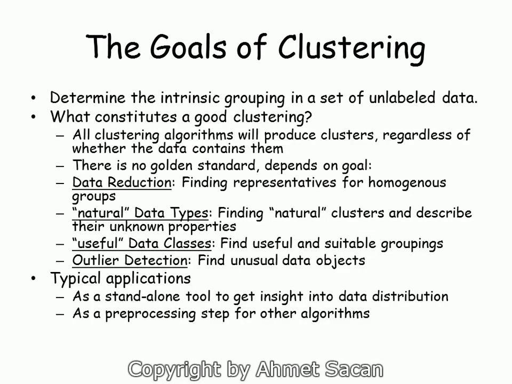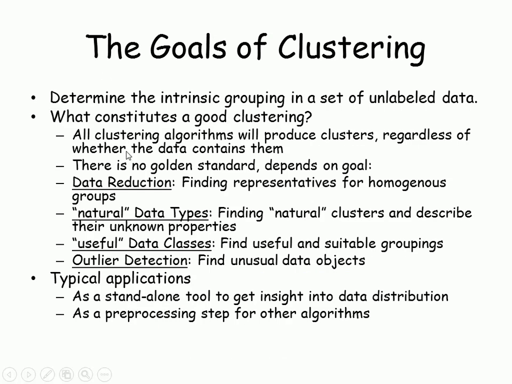So the goals of clustering are data reduction, finding different data types or different data classes, and also they could be used for outlier detection. If you cluster things together, create a phylogenetic tree, and find that a sample is clustered separately from everything else, then that would give you an outlier.